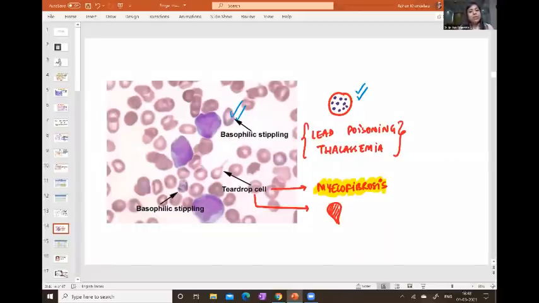And this basophilic stippling is seen in which conditions? It is a characteristic feature of either lead poisoning or thalassemia. The first differential diagnosis we will make is lead poisoning, and the second is thalassemia. Whereas this cell which I see here is called a teardrop cell. Can you appreciate that this is of the shape of a tear? That's why it is called a teardrop cell.